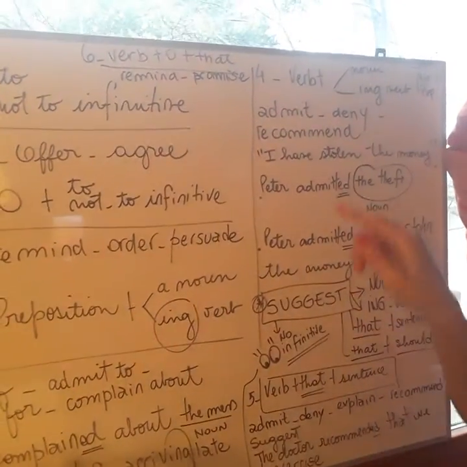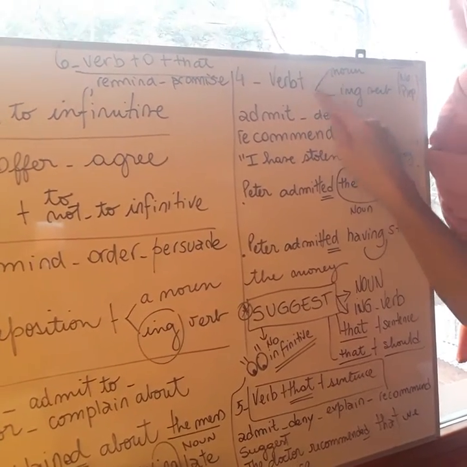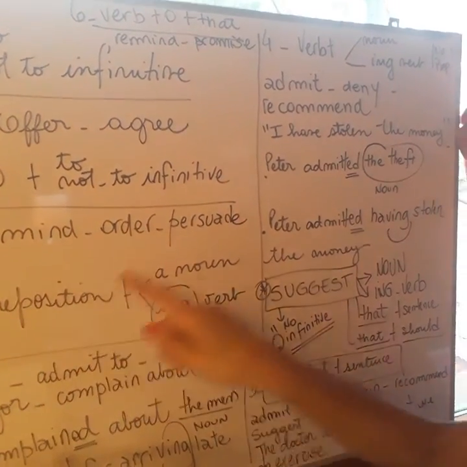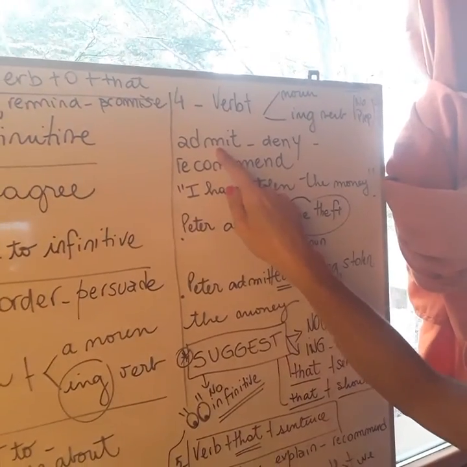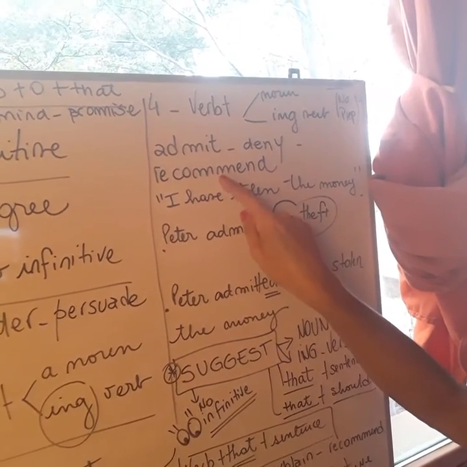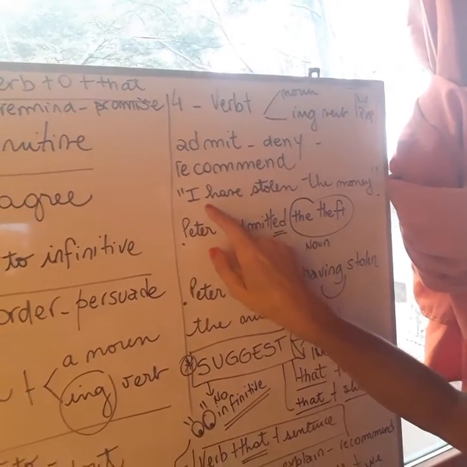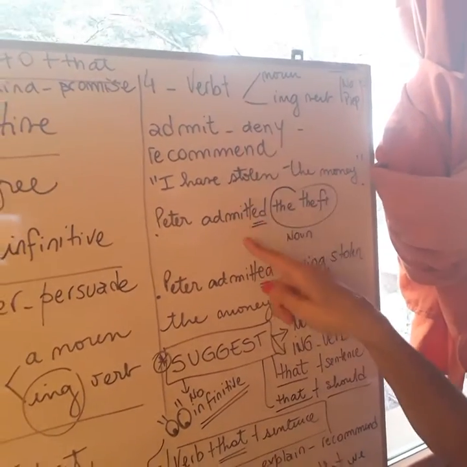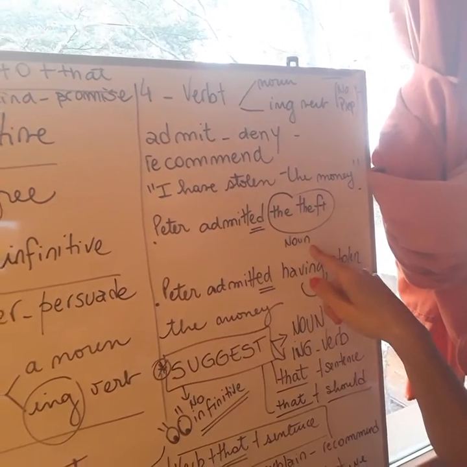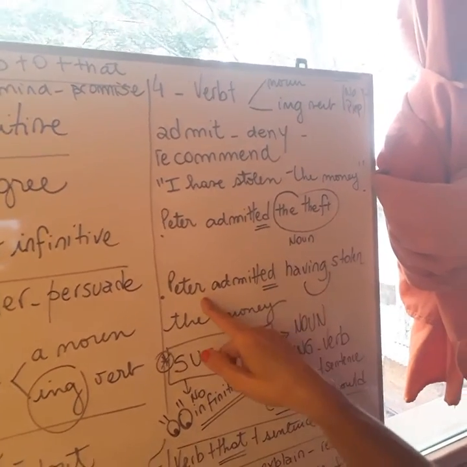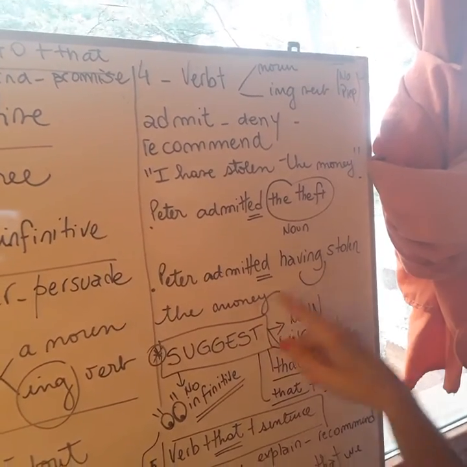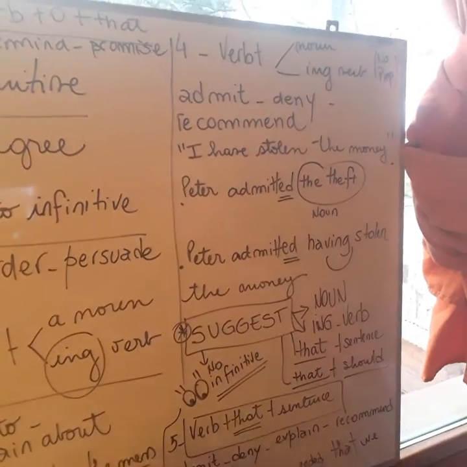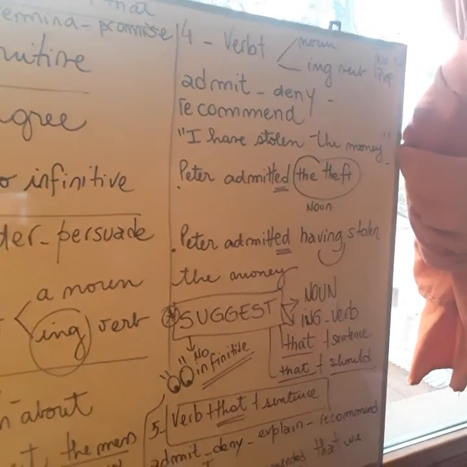Luego tenemos verb plus noun or ing verb, es similar a este, pero no tienen preposition. Which ones are they? Admit, deny, recommend. Por ejemplo, alguien dice, I have stolen the money. So Peter admitted, ¿sí?, the theft, el robo, noun. Or Peter admitted having stolen the money. ¿Ven? I use ing. No uso el objeto acá, de preposition como tenía que usar en el otro.